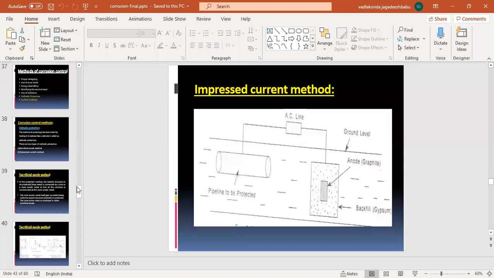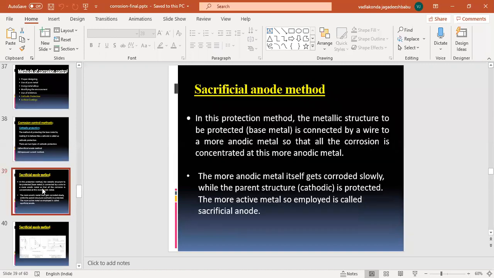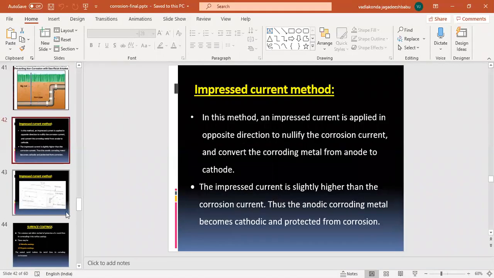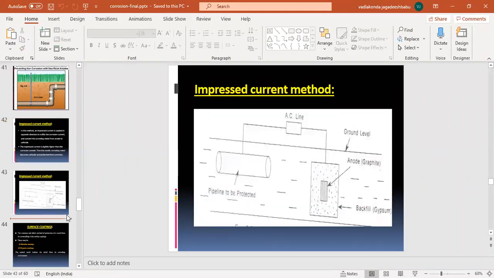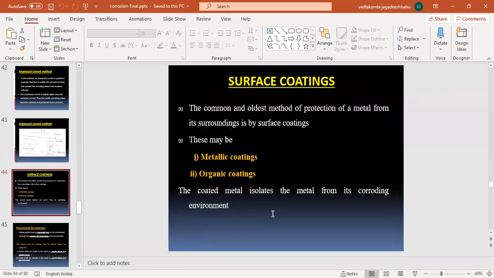So under cathodic protection we have two methods. One is the sacrificial anodic method and the other one is the impressed current cathodic method. These two methods are very important, and mostly they will be asked for an 8 marks or 10 marks question. Both the methods put together will be asked for 10 marks. Today I will forward you the material for corrosion through WhatsApp. Please go through it. Now coming to another method of protection of metals from corrosion, that is surface coatings.